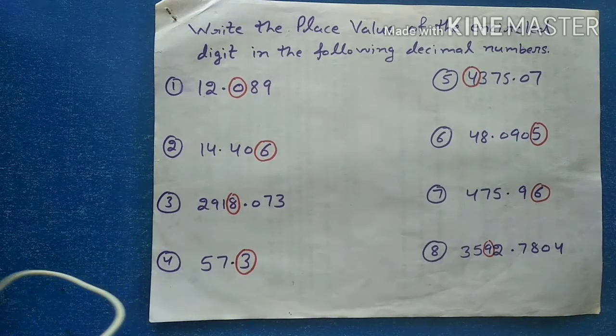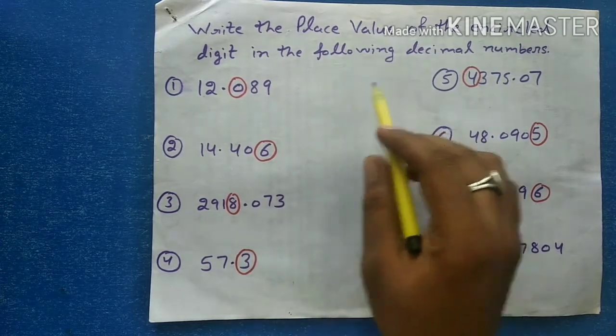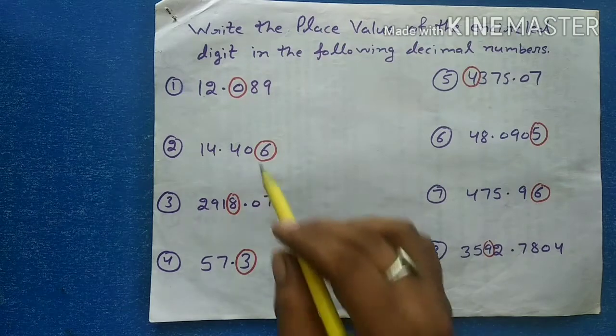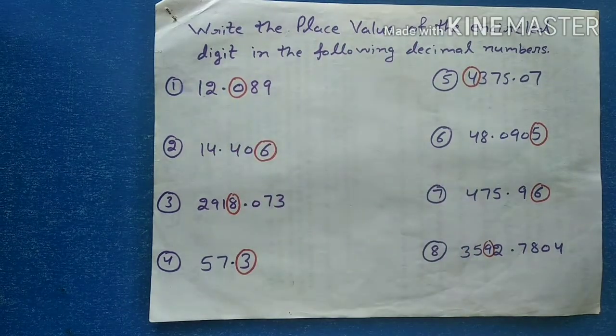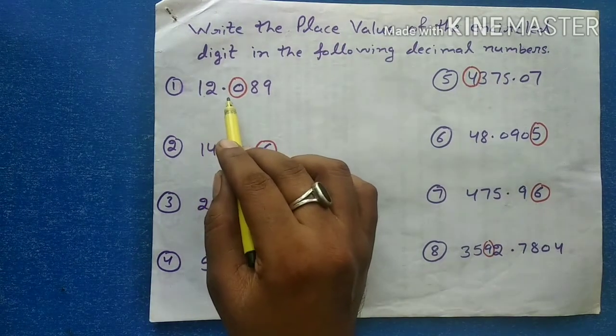Dear student, in this video we are going to learn how to write the place value of an encircled digit in the following decimal numbers. Here some decimal numbers are being given to you and some digits are encircled. You have to find the place value of the encircled digits. So let us start with the first question.